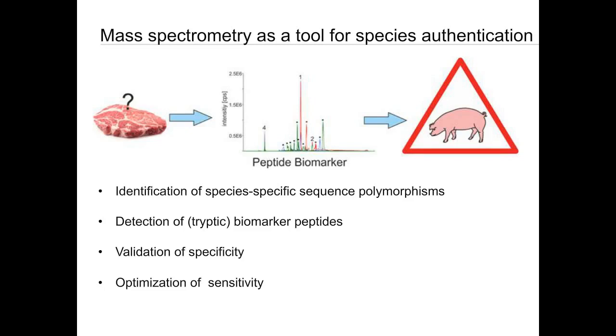Therefore, we in general perform experimental validation of specificity. So we get hold of authentic samples and really do see whether the identified peptides are really valid and specific on an experimental basis. And there are, in addition, some analytical problems where sensitivity also might play a role, and therefore I'd like to give you also some examples on optimization of sensitivity.